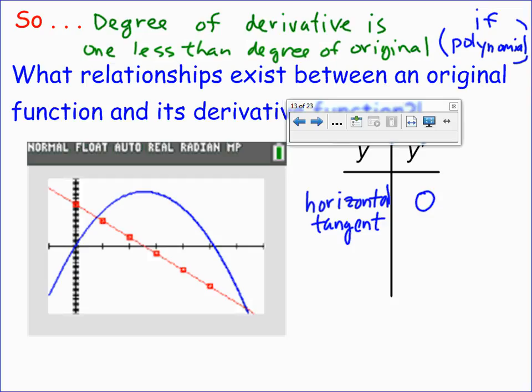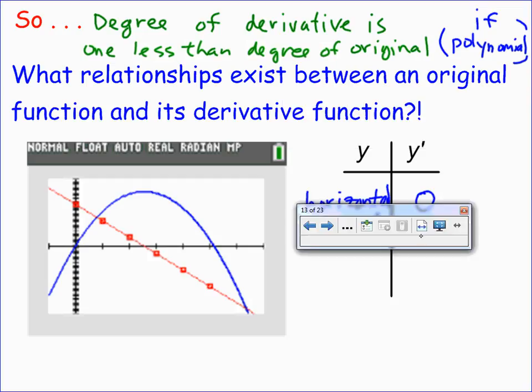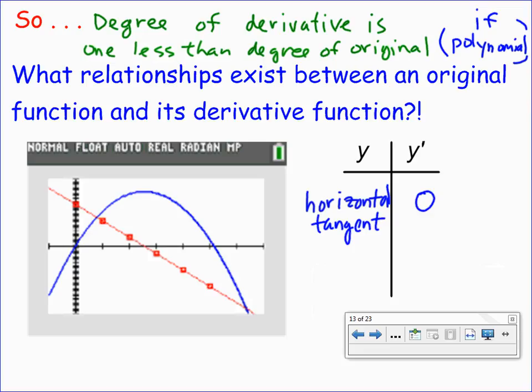I'm going to count that as the same one, polynomial. Okay, so we've got 0 value for derivative. We've got horizontal tangent on original. What I want to do is look at positive versus negative derivative values and how that coincides with the behavior of the original. Right. So how does that coincide with the behavior of the original?